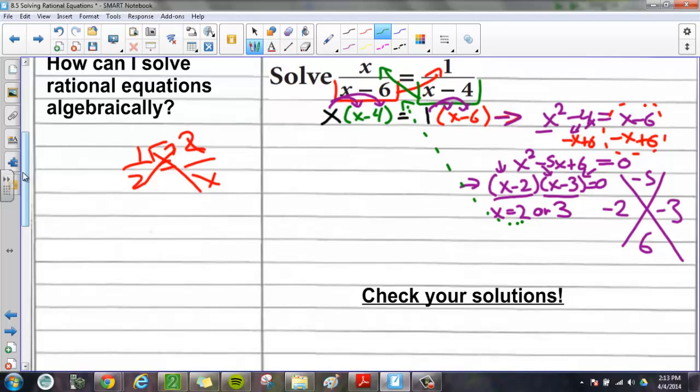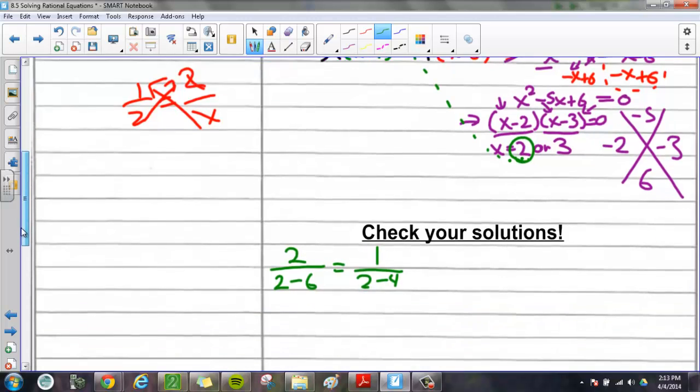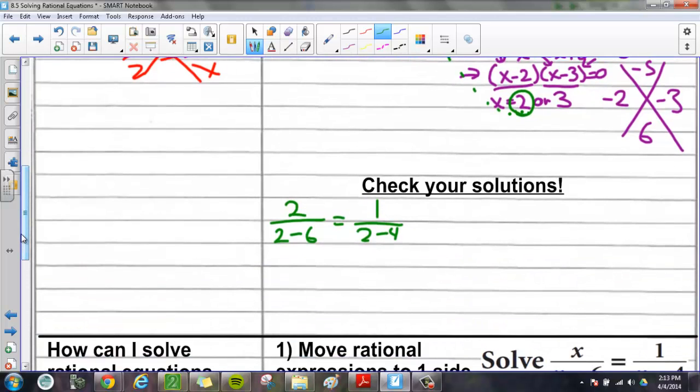So let's do that. We're going to plug that in and rewrite it down here on the bottom. So we have 2 over 2 minus 6 is equal to 1 over, remember the x is 2, 2 minus 4. I really just put this 2 in for my x's. What I want to see is, is this statement that I just wrote down true? We have 2 over 2 minus 6, which is 2 over negative 4. Is that equal to 1 over negative 2? Yes, this simplifies down to 1 over negative 2. So we have 1 over negative 2 equals 1 over negative 2, and those are the same thing. So that solution checks out.